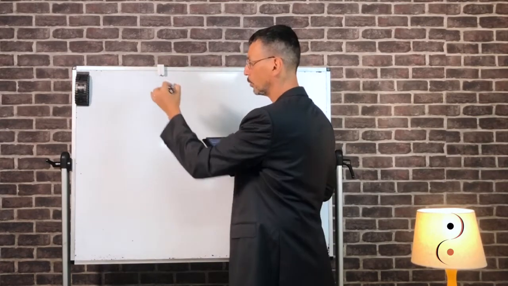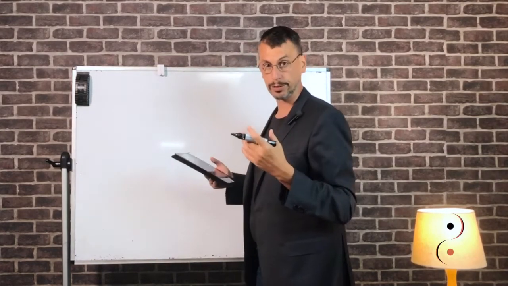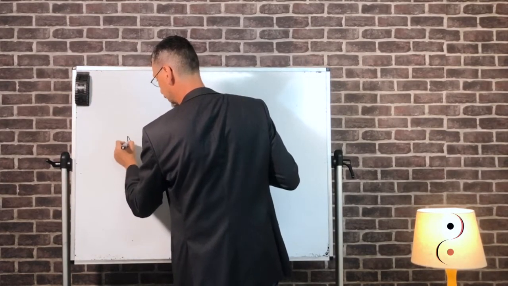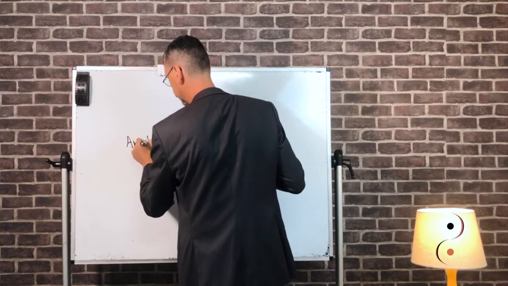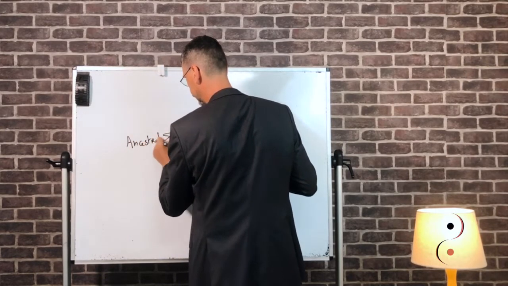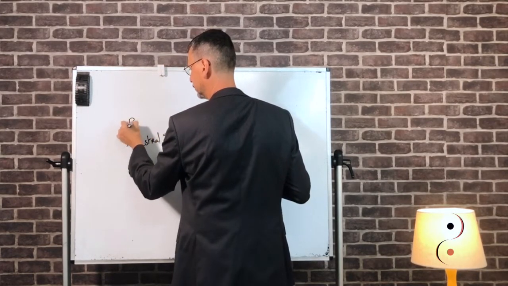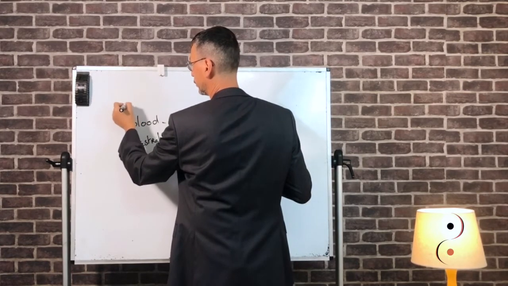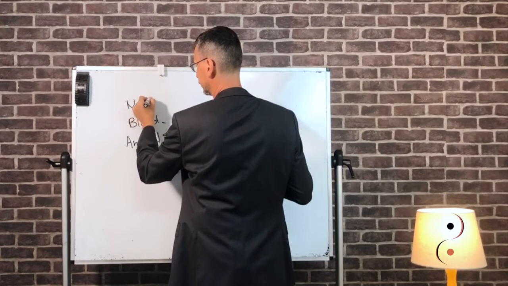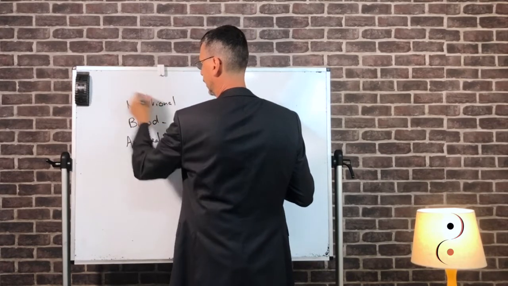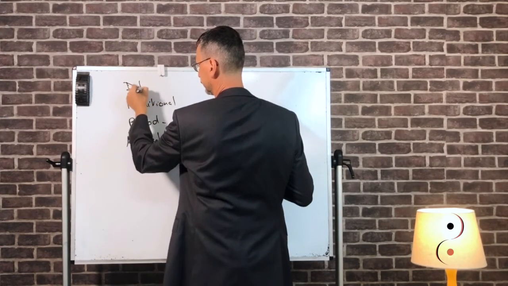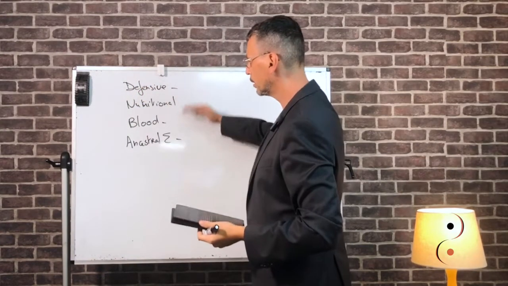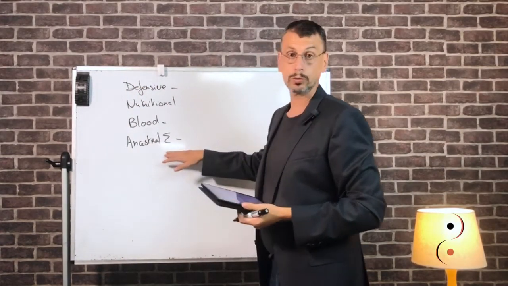So there is an order of treatments, I would say. So you have to treat first the ancestral energy, then blood, then nutritional, and then defensive. Because without ancestral energy, well, you are dead.